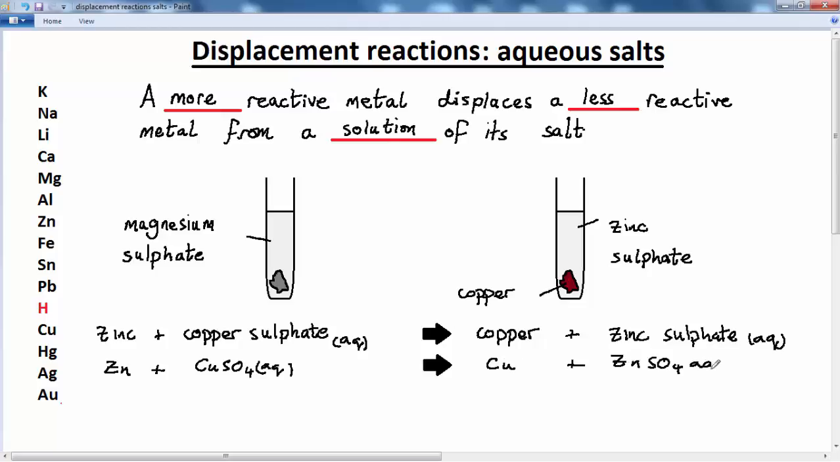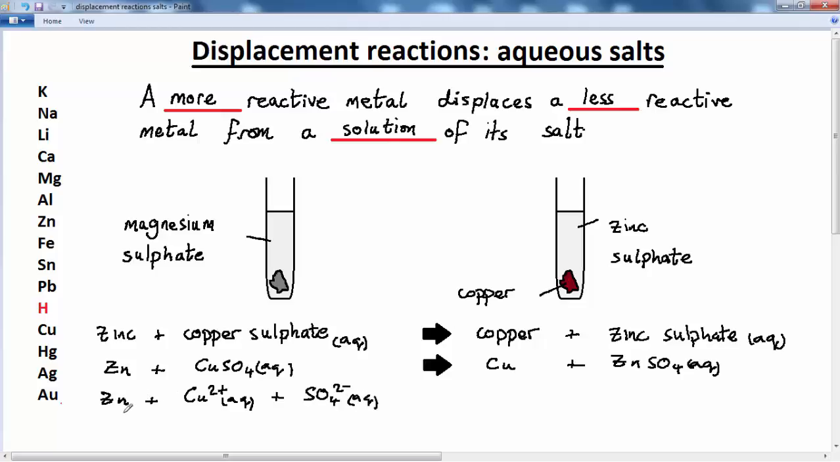Now then, let's just have a look at these aqueous solutions. What they are really are solutions of ions, as I mentioned earlier. So really what we've got here is zinc plus, and then in solution we have copper 2+ ions. They're still in solution, so we'll put aq, plus the sulfate ion. That's a 2-. Okay.